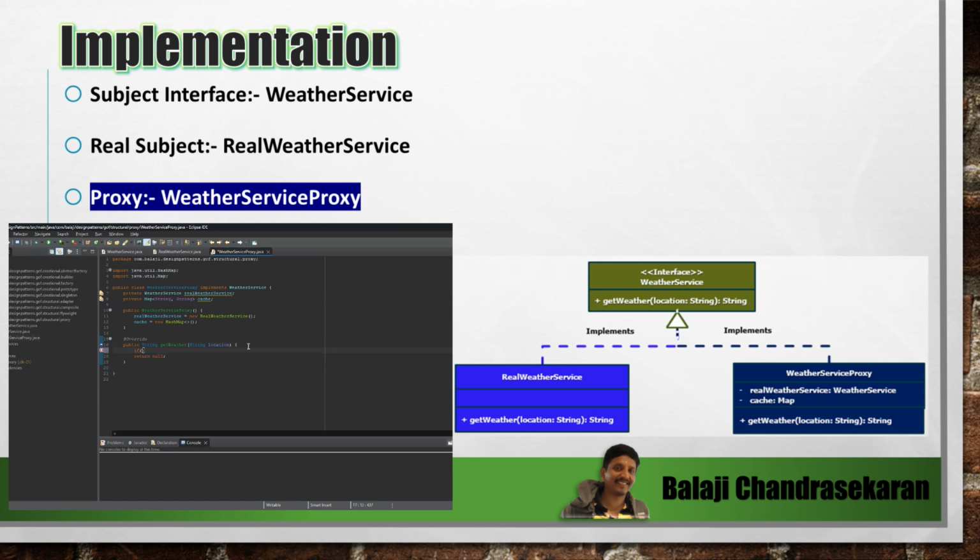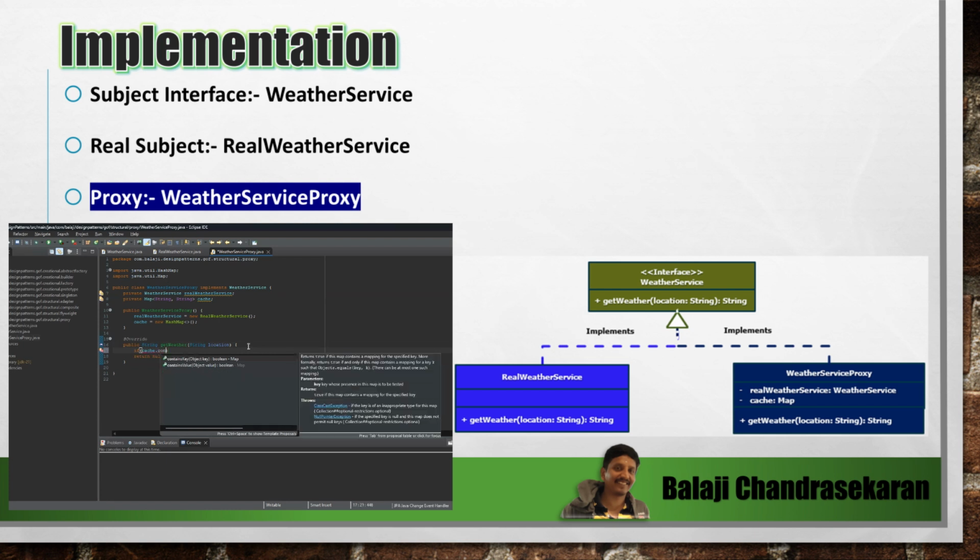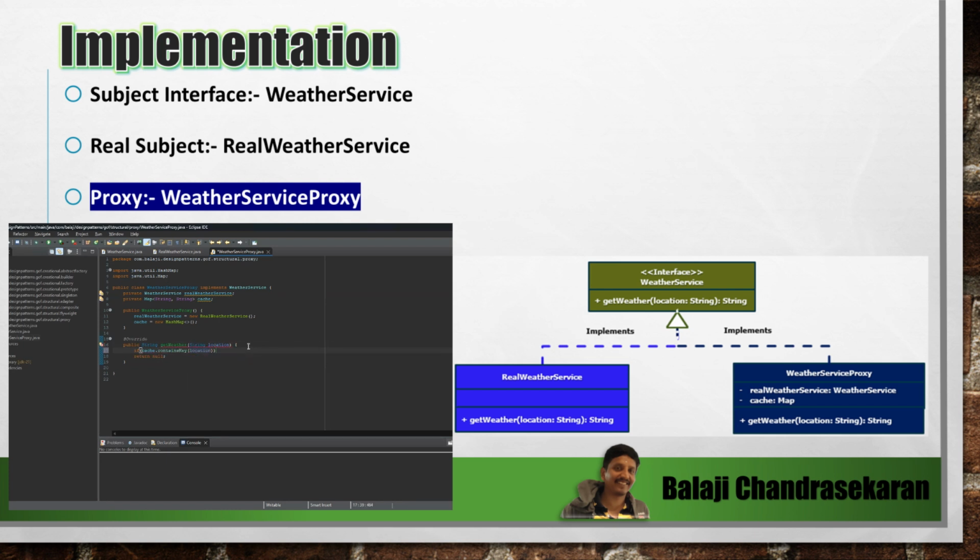If the data for a location is in the cache, it returns the cached data and prints a message indicating that cached data is being used. If the data for a location is not in the cache, it fetches the data from the RealWeatherService and stores it in the cache.